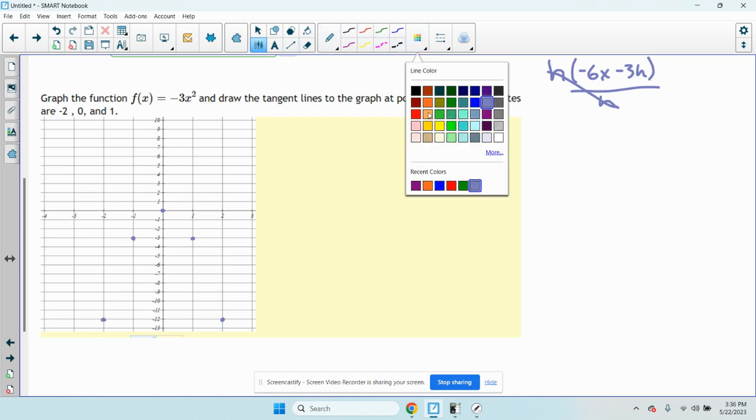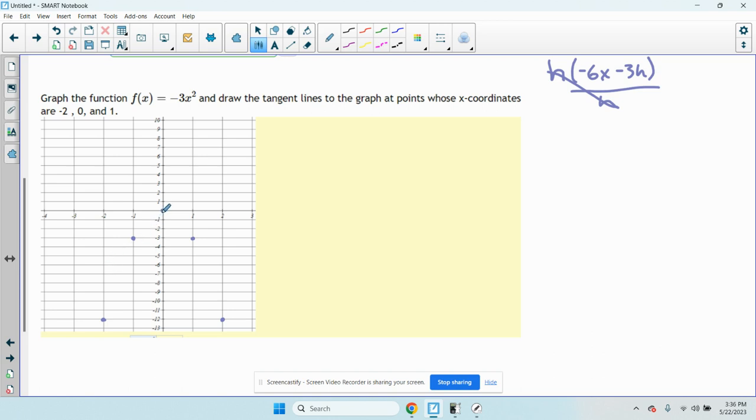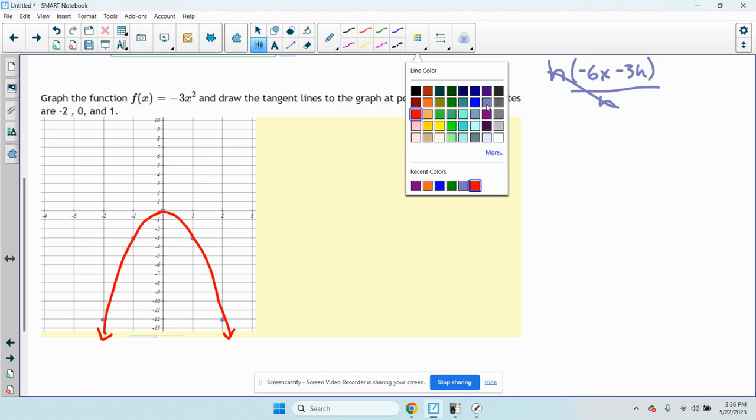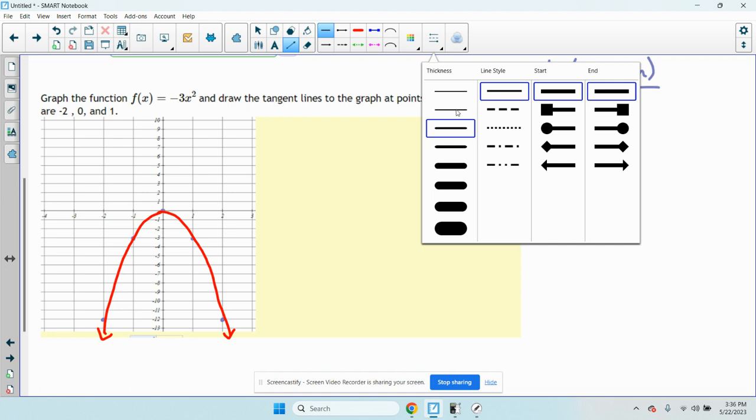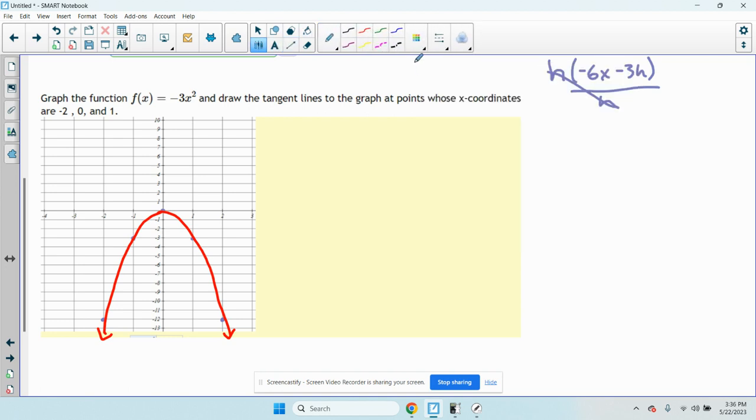So you'll see that my parabola looks like this. This is going to look ugly, I'm sure, but like that. There's my parabola. And then it wants, I can actually do lines here. Let's do this first. It wants the tangent lines at the points negative 2, 0, and 1. So here, negative 2, sorry, go back. Negative 2, so here, and here.